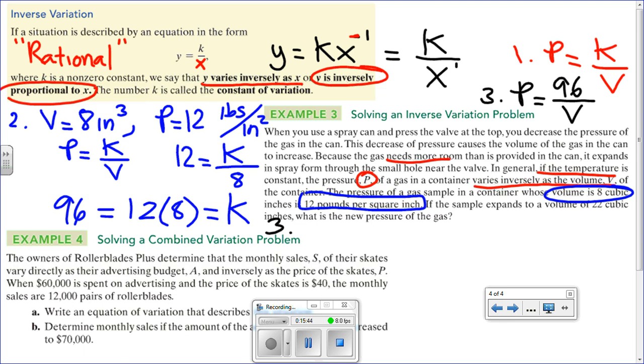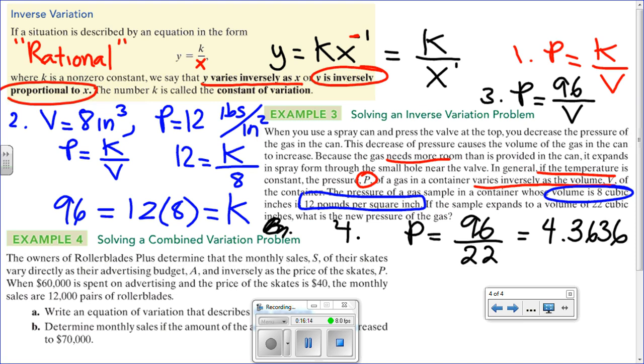So then we want to answer the question now, so that would be part number 4. And that will be if the sample expands to a volume of 22 cubic inches, what is the pressure? So pressure is the question, and we have volume being 22 cubic inches. For 36? 36. And the units here, we're talking about pressure, so they are pounds per square inch.